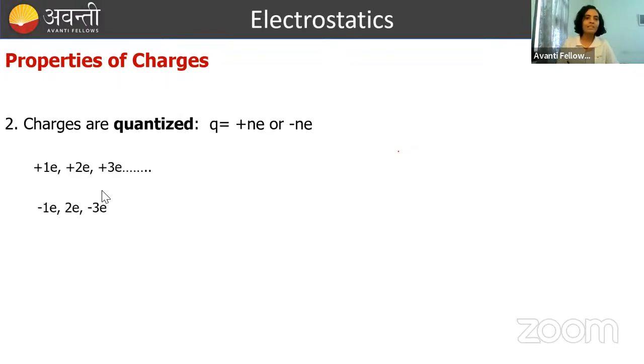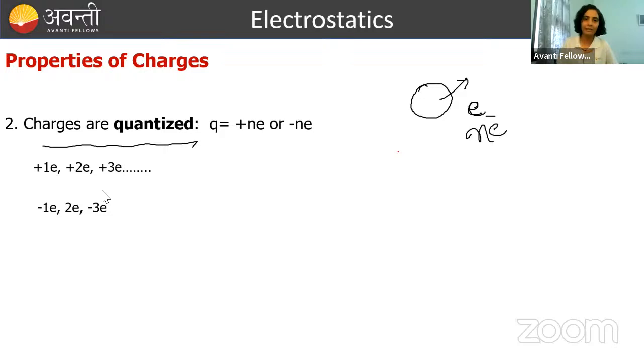Now, charges are quantized. What is the meaning of this? Charges are quantized means कि suppose somebody is giving you a body and person is saying कि this body is charged body. ठीक है, so it will have certain amount of charge, right? How much? So that certain amount of charge will always be sometimes charge of electron or charge of proton. यानी कि charge on this body will always be integer times charge of electron or charge of proton.